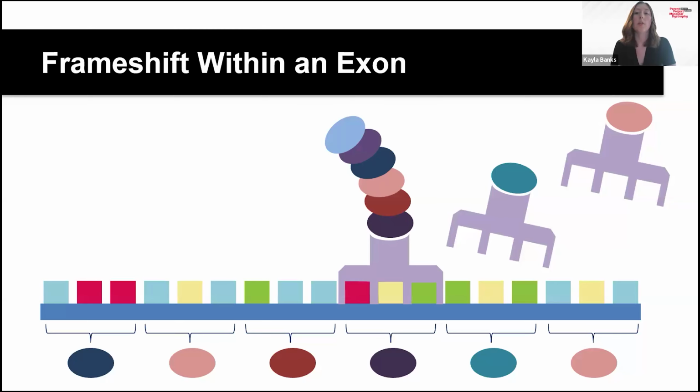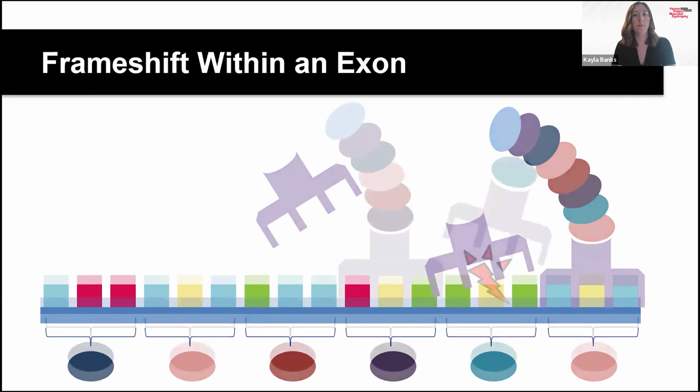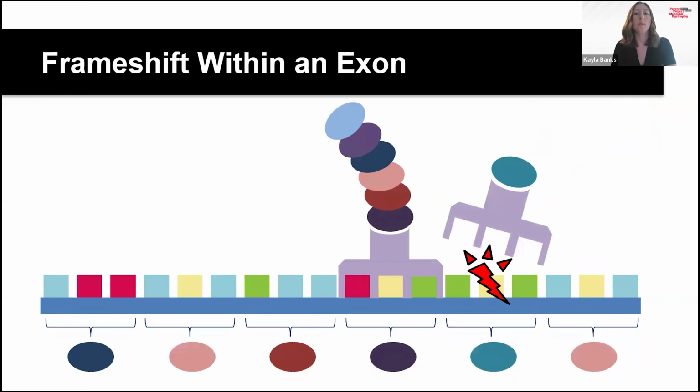Frameshift variants can also happen within an exon. You may remember our genes are made up of 4 DNA bases, which are read in groups of 3 to make an amino acid. Additions or deletions of those letters within an exon may cause a frameshift that leads to a very different structure to the protein being made, or an early stop in the protein production.